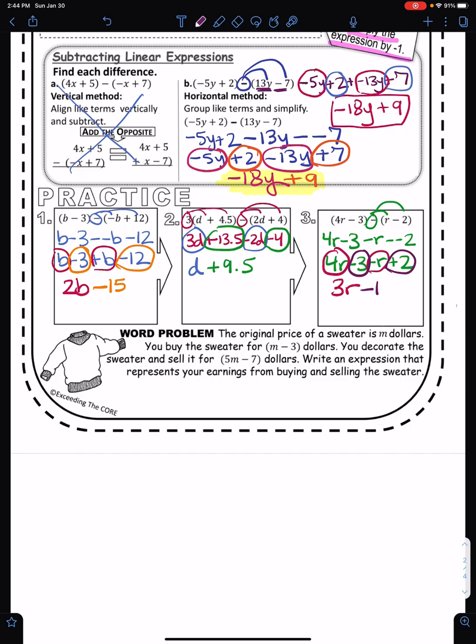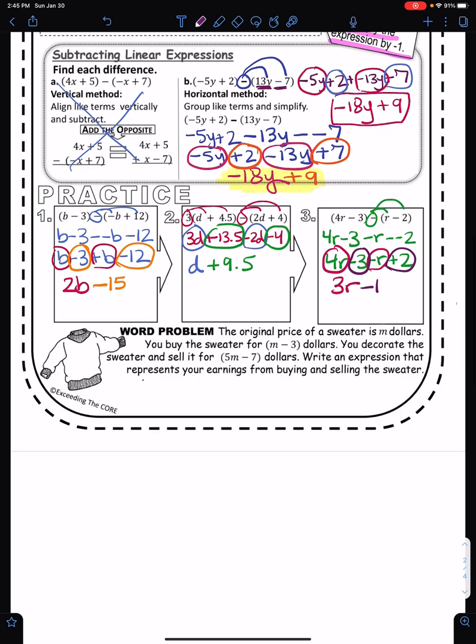All right, let's look at this word problem. The original price of a sweater is $M. You buy the sweater for M minus $3. You decorate the sweater and sell it for 5M minus $7. Write an expression that represents your earnings from buying and selling the sweater. So if you're going to sell it for 5M minus 7, that's the selling price, you want to subtract how much it cost you to find out how much you make. So the first expression is how much you sell it for, the second expression is what you paid for it, and the difference is your profit.